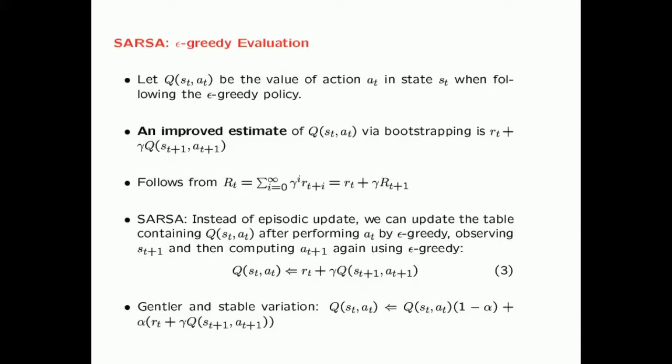And of course, just like in the case of Bellman, you can have a more stable variation of this algorithm where you have a learning rate alpha, and you weight the current value of Q(S_t, A_t) by 1 minus alpha and the updated value by alpha.